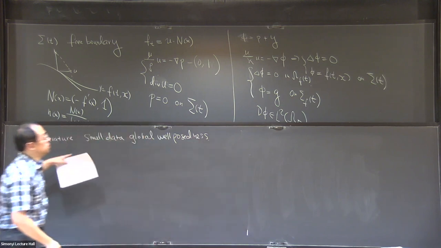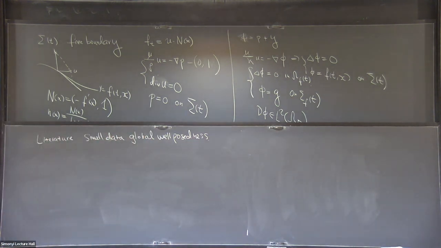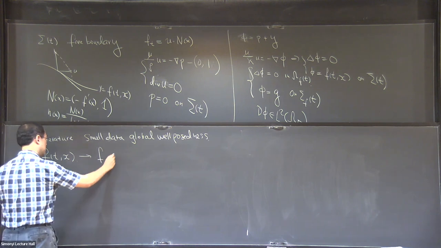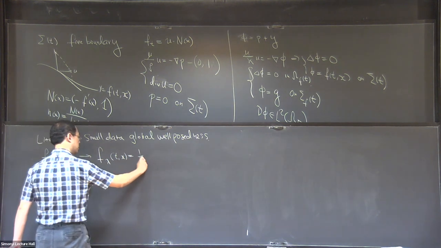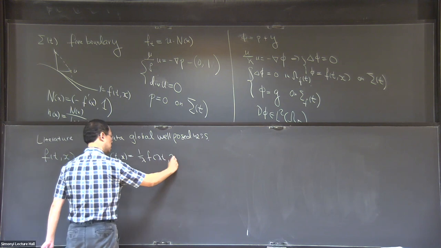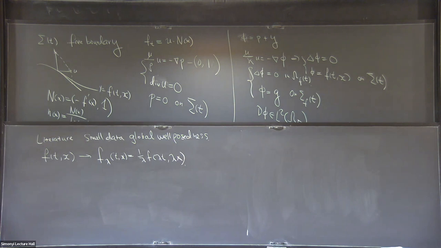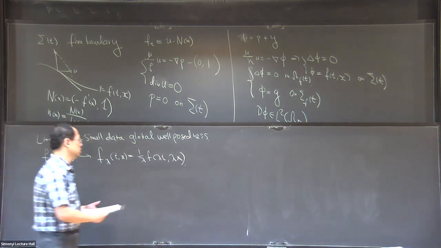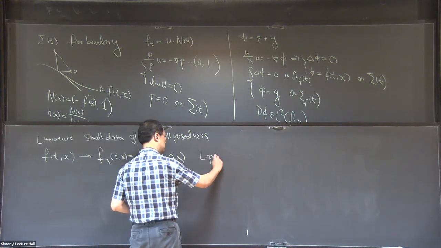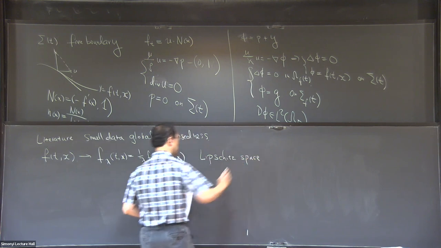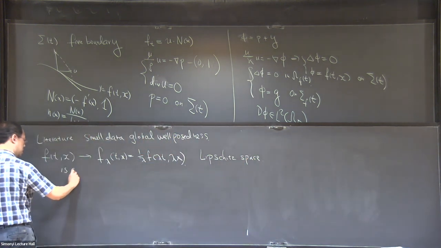So first notice that the equation satisfies the following scaling. If f(t,x) is a solution, then if you define f lambda (t,x) to be 1 over lambda times f(lambda t, lambda x), then this f lambda is still a solution. So that means the Lipschitz space, for example, is a critical space for this equation.